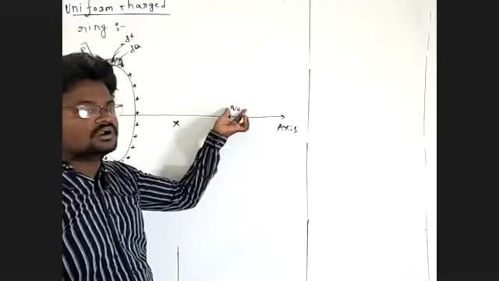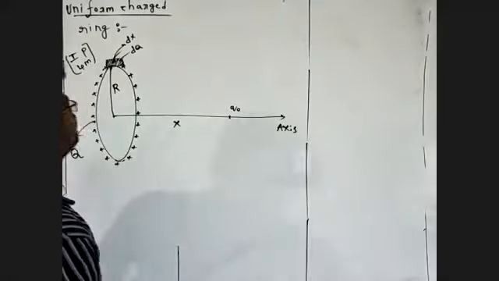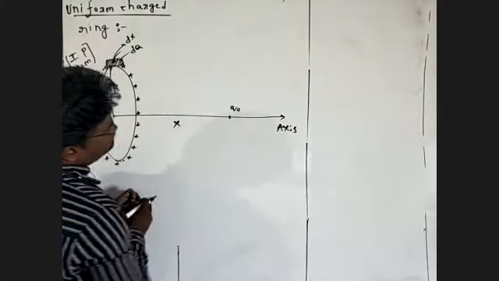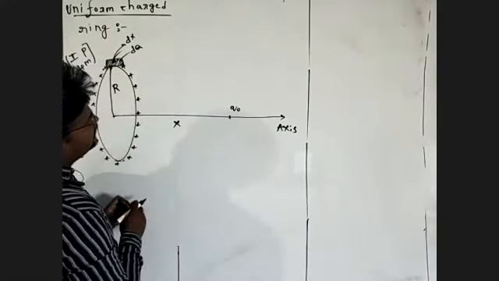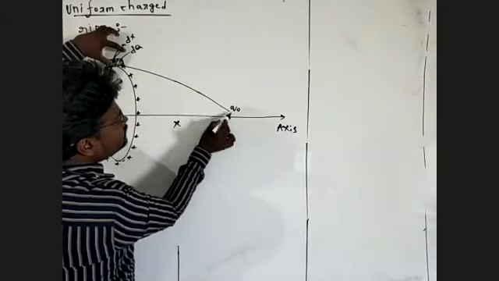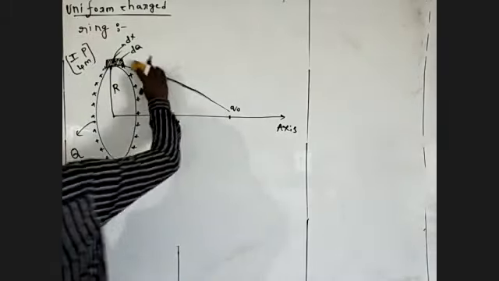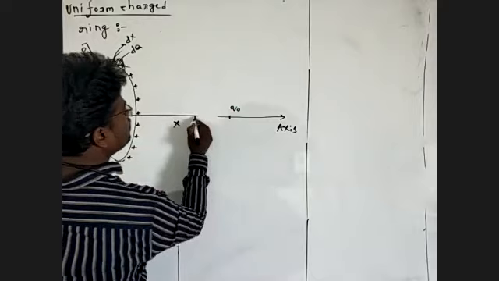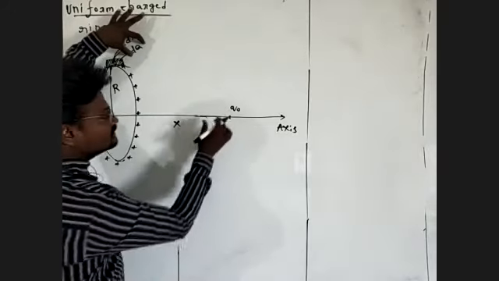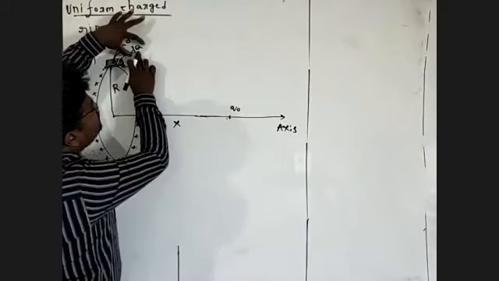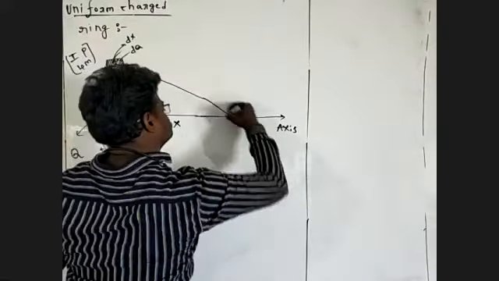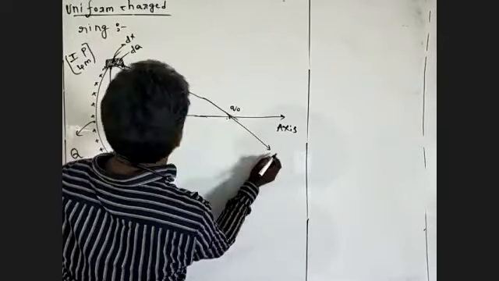Q naught means test charge. Now you will see this is dq, and this is Q naught. What is the electric field due to this dq? dq is a positive charge, and Q naught is also a positive charge. So dq will repel the charge in the downward direction.